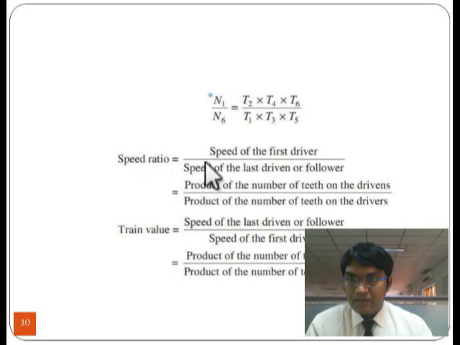Speed ratio, which is speed of the first driver by speed of the last driven, in case of a compound gear train, is going to be the product of number of teeth on the drivens. These are all drivens. The second one is a driven gear, the fourth one is a driven gear, the sixth one is a driven gear. So it is the product of number of teeth on all drivens divided by the product of number of teeth on all drivers. As I said, train value is the opposite of speed ratio.